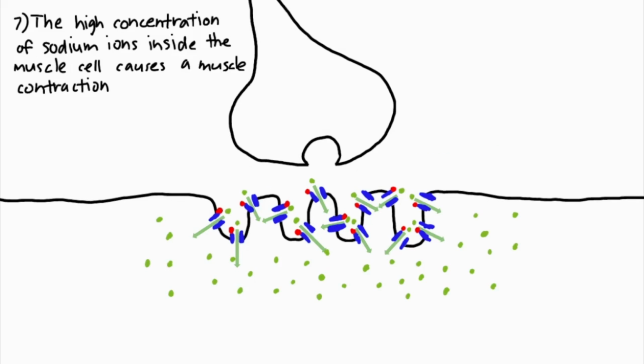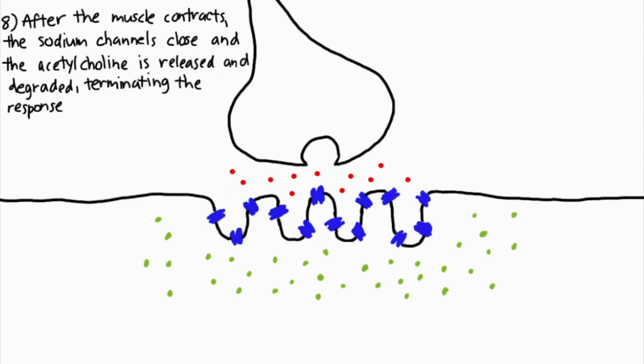The high concentration of sodium ions makes the inside of the muscle fiber positively charged and depolarized, which opens up the calcium channels. Calcium ions diffuse into the muscle fiber where they interact with proteins and cause the muscle to contract. The response is terminated when the sodium channels close and the acetylcholine is released.